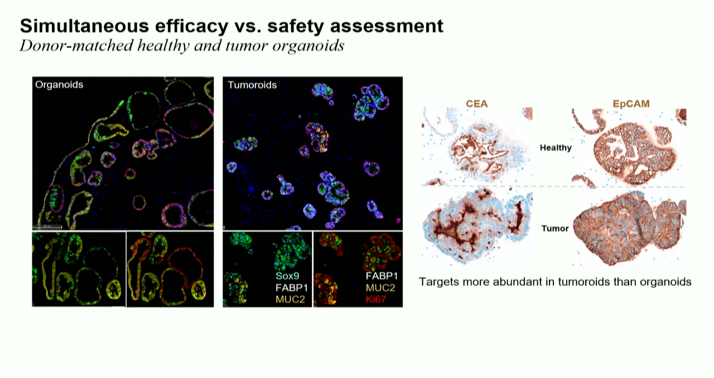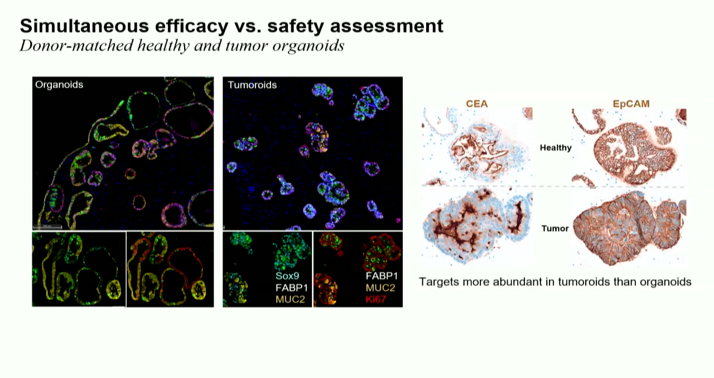He again stained for our favorite targets, CA and EpCAM. We find that they're expressed both in the healthy and the tumor organoids. The tumor organoids definitely overexpress them, especially CA. EpCAM seems to be a little bit more subtle, the differences.